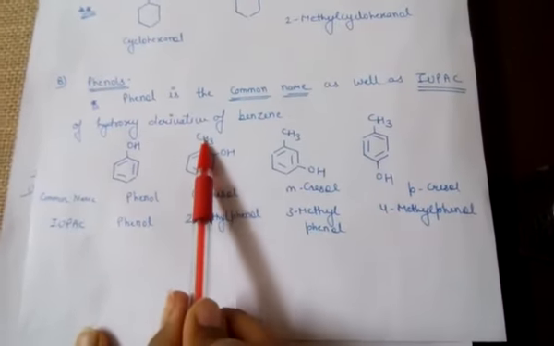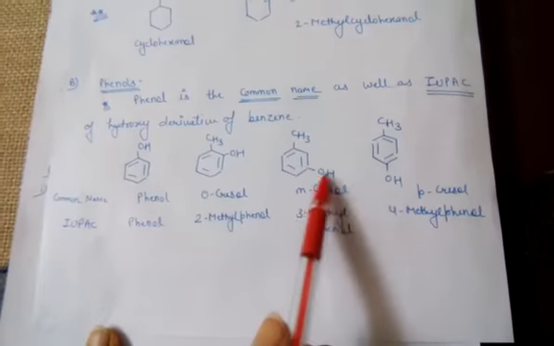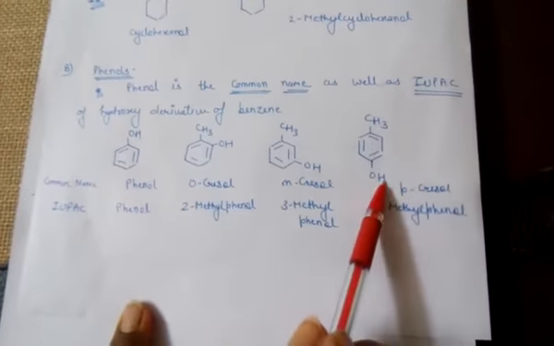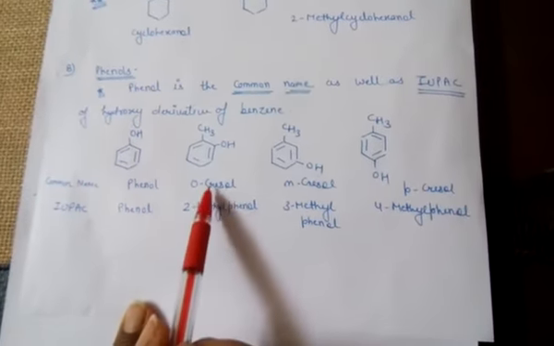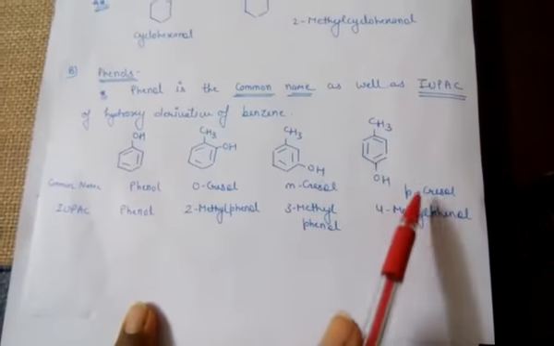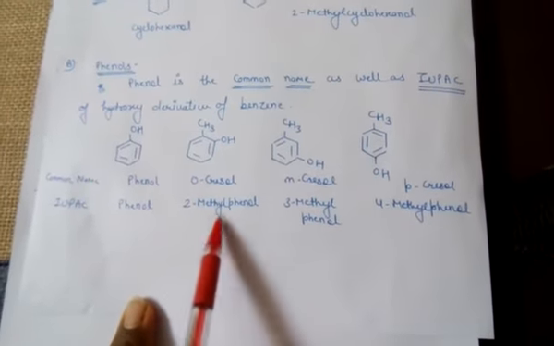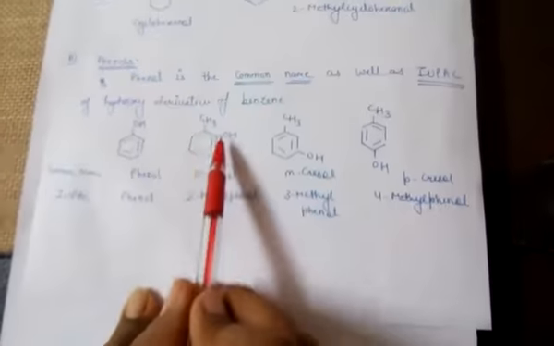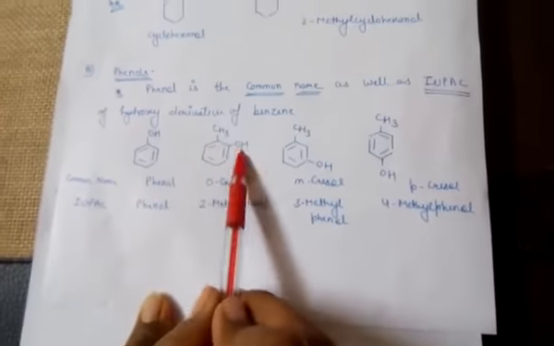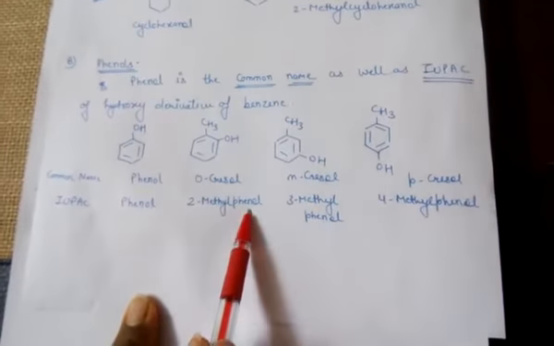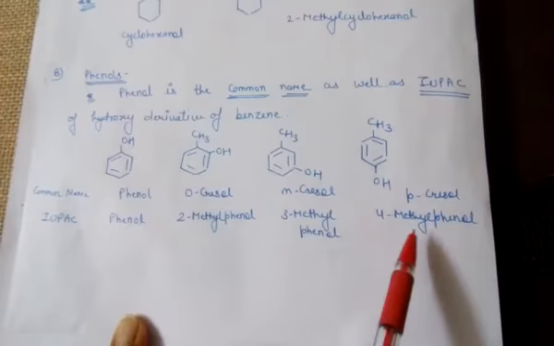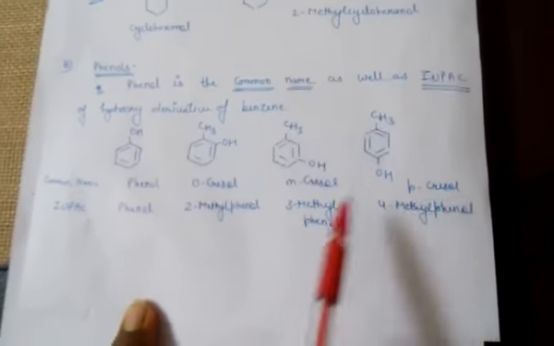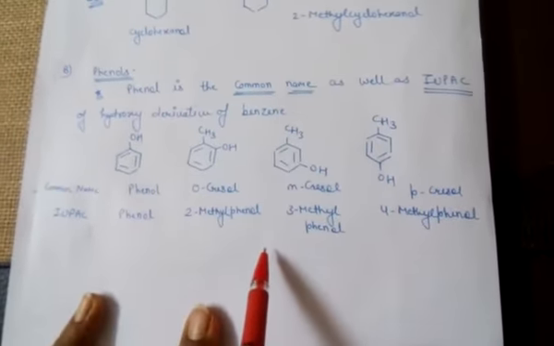If any substituent is present to the ortho, to the meta or to the para position of the phenol, then their common names will be orthocresol, metacresol and paracresol, and in the IUPAC system we have to mention the numbering. So here this methyl group is present at the 2 number position to the OH group, so its name will be 2-methyl phenol, here 3-methyl phenol and here will be the 4-methyl phenol. So this is the nomenclature of the alcohols and phenols.